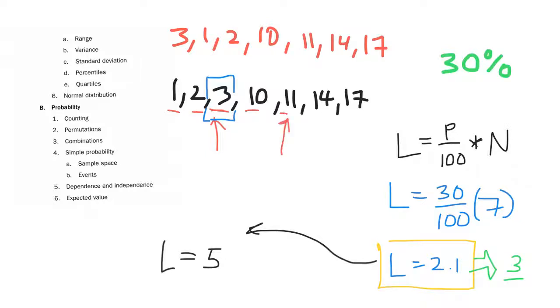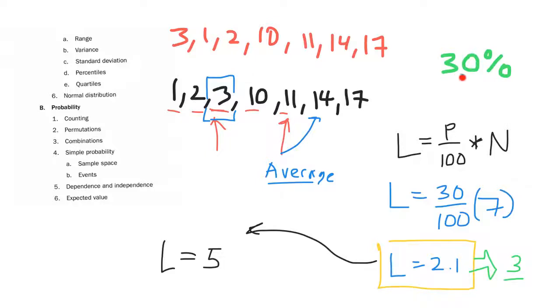We would have to take this one, the 5th one, and the 6th one, and we would have had to find the average of these two. And that number, whatever the average is of 11 and 14, that would be the actual percentile, okay? So the average of 11 and 14, by the way, is, let's see, that's going to be 12.5. So 12.5 would end up being the percentile, all right?